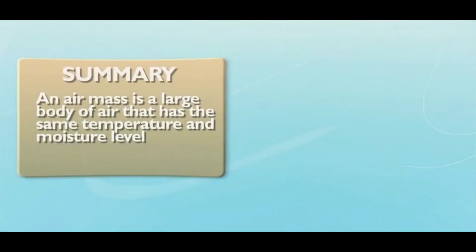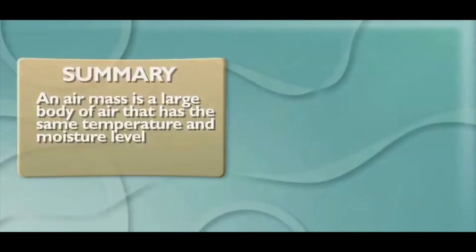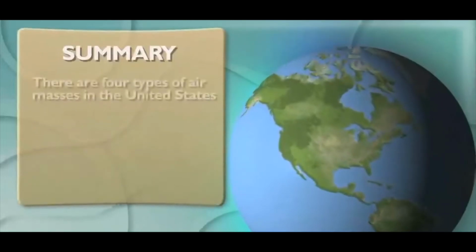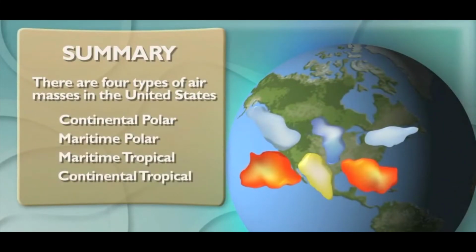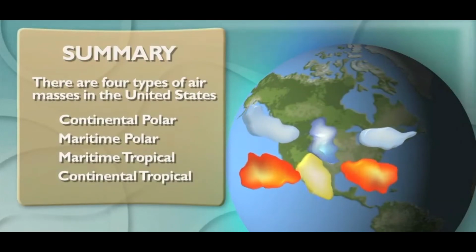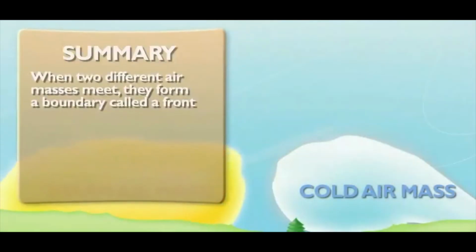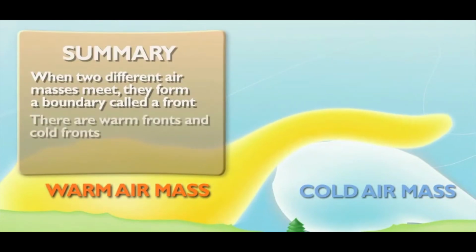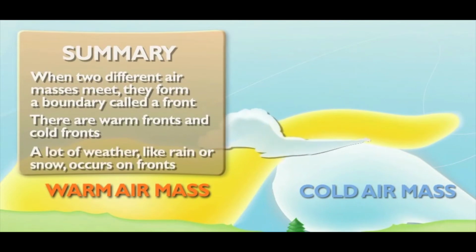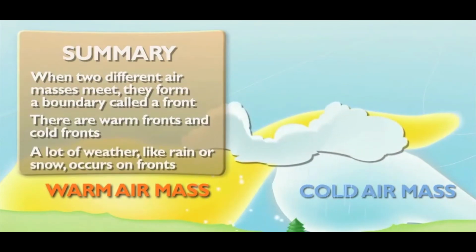An air mass is a large body of air that has the same temperature and moisture throughout, and there are 4 types of air masses in the U.S. Each one has unique characteristics that hint at where it formed. When 2 of these air masses meet, they form a boundary called a front. It can be a warm front or a cold front, but either way, some kind of weather always happens on a front.